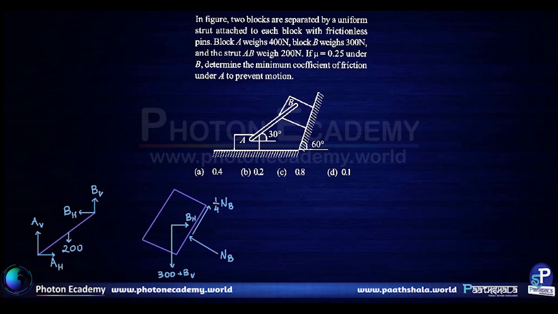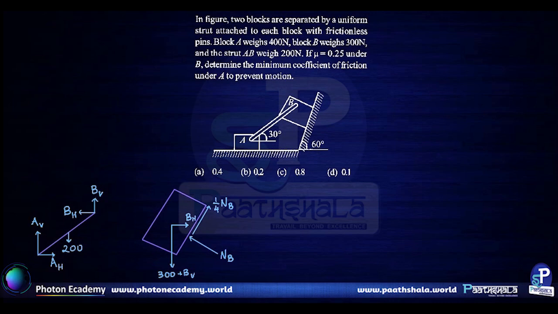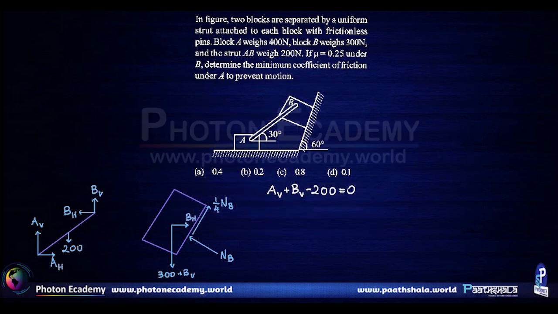In the case of no motion, there would also be no acceleration or no angular acceleration, and thus the net forces and torques on the strut must be equal to 0. What is the net force in the vertical direction on the strut? We have AV plus BV minus 200 newtons, and this must be equal to 0. What is the net force acting in the horizontal direction on the strut? AH minus BH, and this must also be equal to 0.